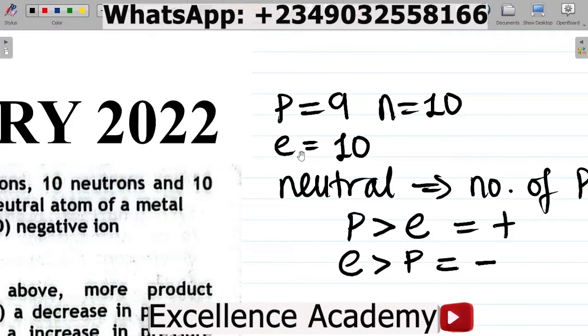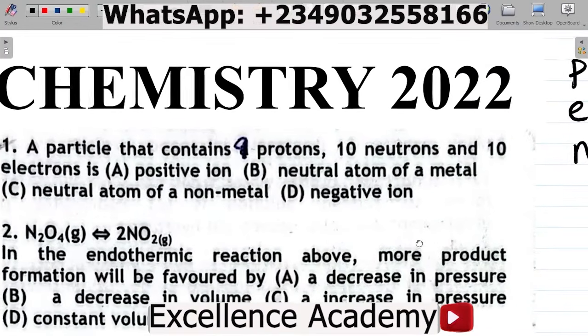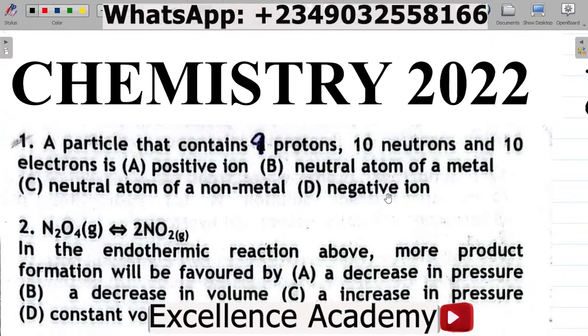Looking at what we have here, the number of electrons is 10, the number of protons is 9. So we can see we have more electrons than protons. Hence, you'll be having a negatively charged body or a negative ion. So the answer to question 1 is D, negative ion. That's the answer.